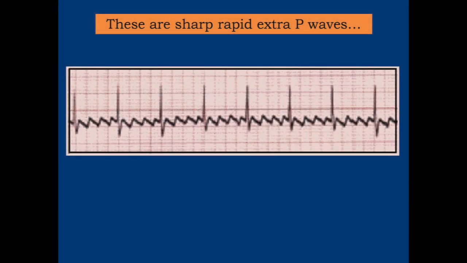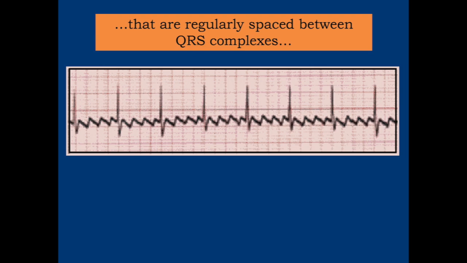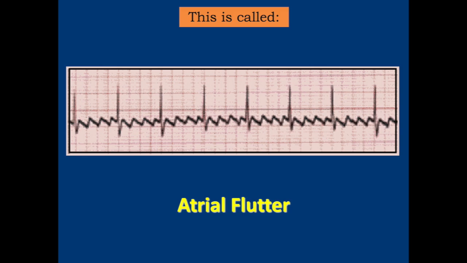Notice that these P waves are going very, very fast, and that they're sharp. They've got a peak to them. And that they're still regularly spaced QRS complexes. This is called atrial flutter.